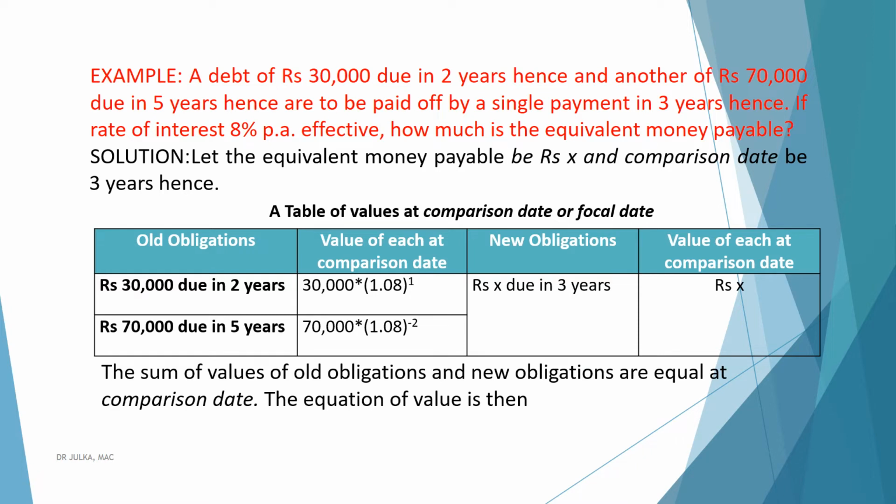The sum of values of old obligations and new obligations are equal at comparison date. The equation of value is then X equals 30,000 multiplied by 1.08 raised to the power 1 plus 70,000 multiplied by 1.08 to the power minus 2. And after calculation we'll get the value of X.